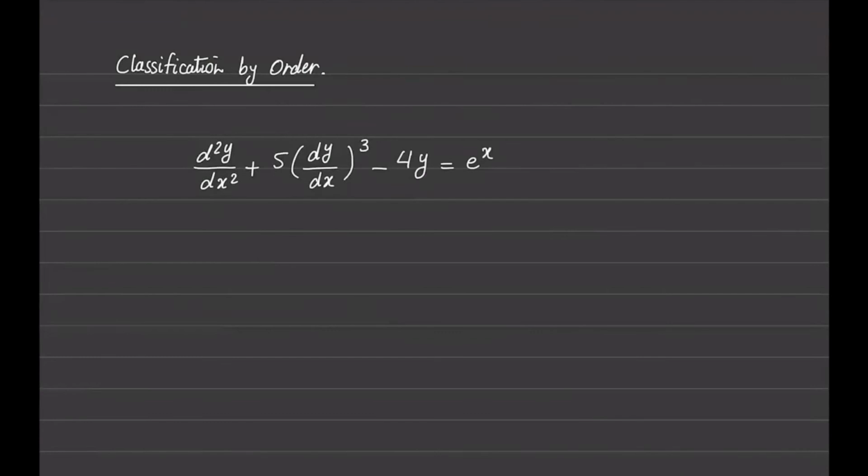We can classify a differential equation by its order. And the order of a differential equation, ODE or PDE, is the order of the highest derivative in the equation. For example, this term is the second order. This term is the first order derivative that goes to the power of 3. And this term y is the zeroth order derivative. So in this differential equation, the highest derivative is the second derivative. So we call this one a second order differential equation.